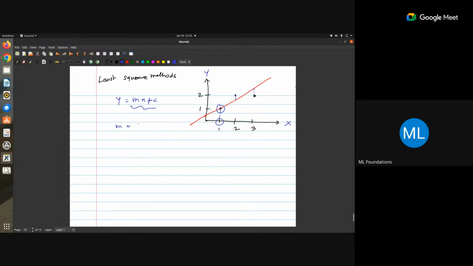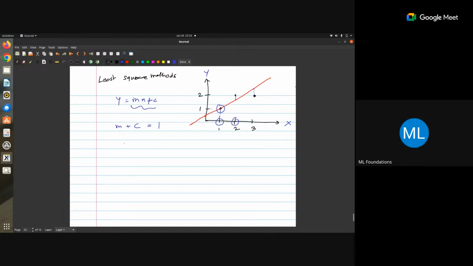M plus c. Y is MC. What is equal to 1 here? That is a true value, right? That b vector. We are actually trying to fit that line through all these points.